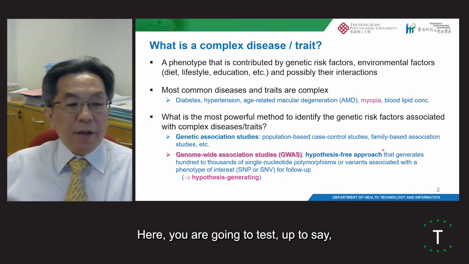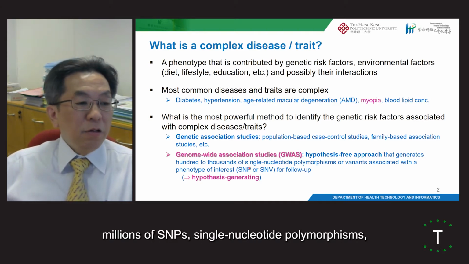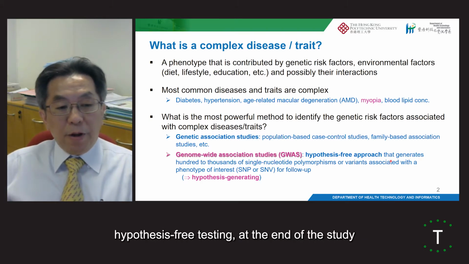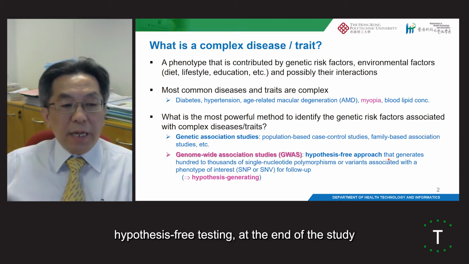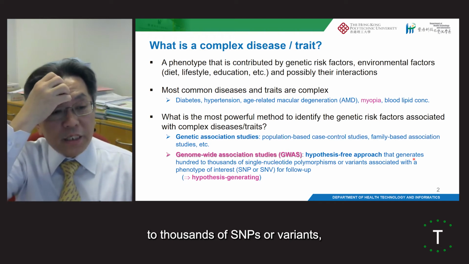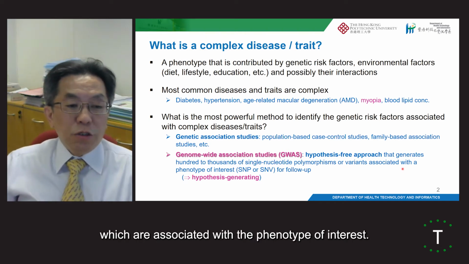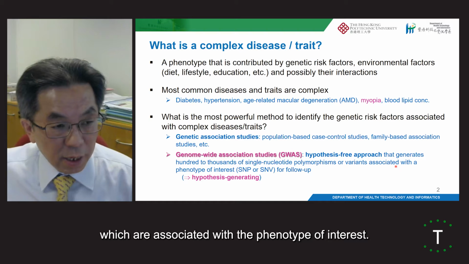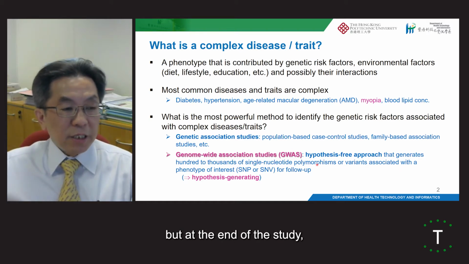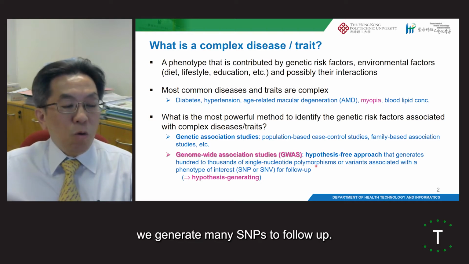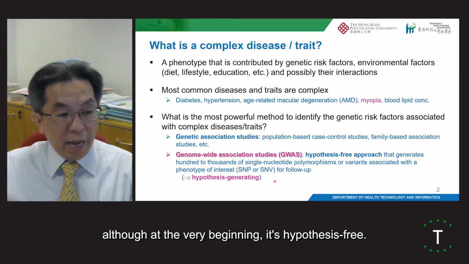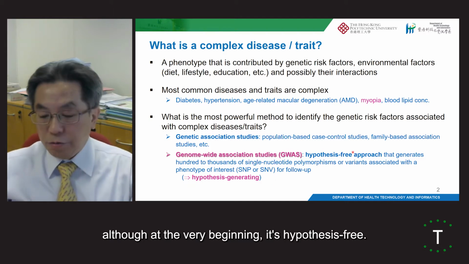Here, you're going to test up to, say, millions of SNPs, or single nucleotide polymorphisms or variants, in a single experiment. With appropriate statistical testing, at the end of the study you're going to generate hundreds to thousands of SNPs or variants which are associated with the phenotype of interest. So to start with it is a hypothesis-free approach, but at the end of the study we generate many SNPs to follow up. So it's hypothesis generating in the end, although at the very beginning it's hypothesis-free.